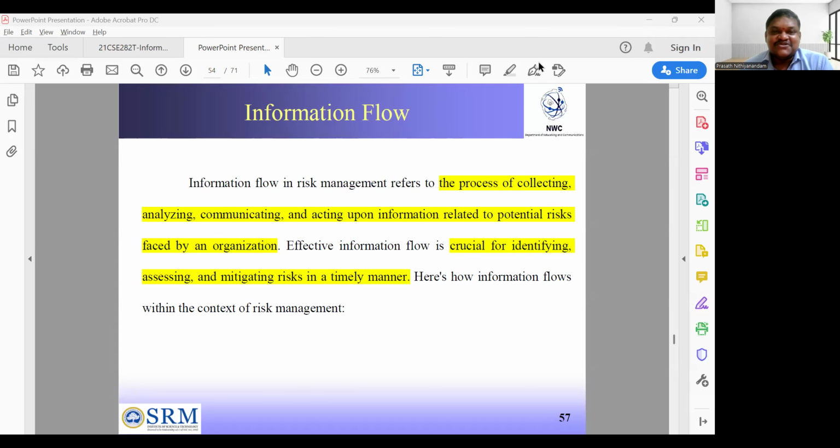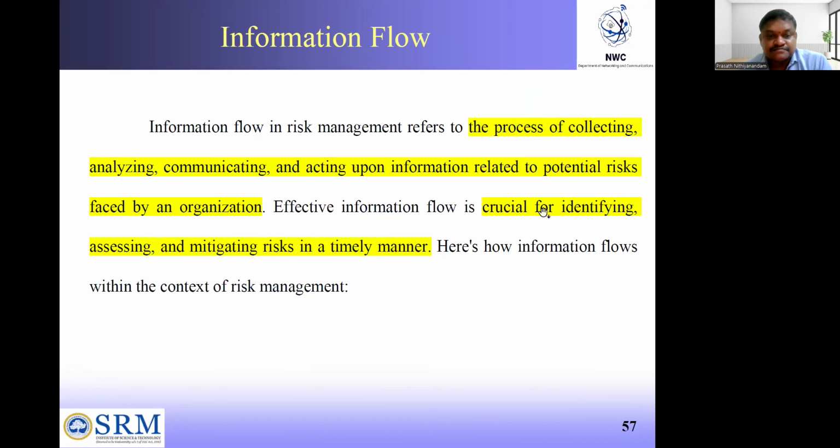Welcome back. So, in this session, we'll be discussing information flow and the confinement problem. To begin with, we'll go with information flow. We'll discuss how information flow operates within the context of risk management.